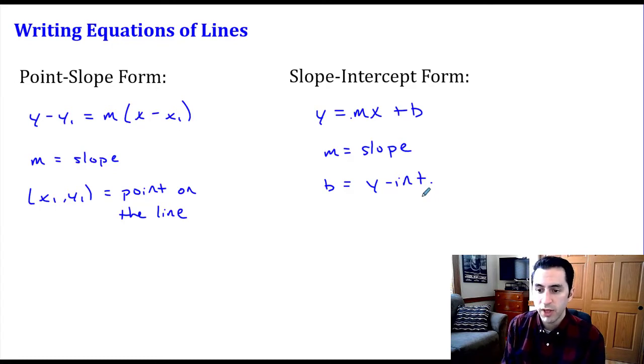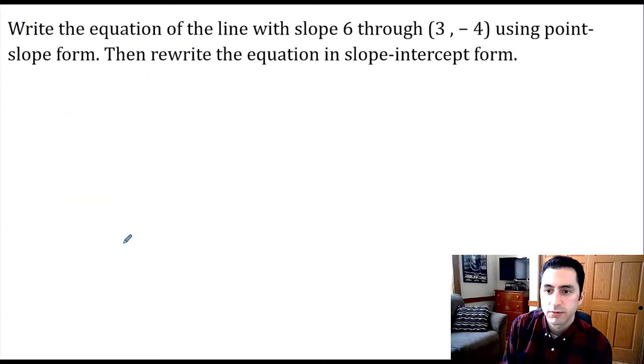But again, in both cases, we need two pieces of information. We need a slope and we need a point. As long as you know those two things, you can find the equation of the line. So now that we have that, let's do two examples kind of talking through this process.